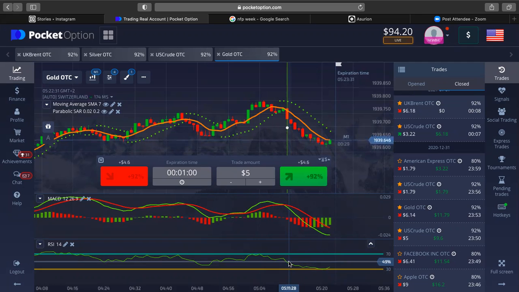So now that we see that our MACD has crossed going downwards and our green is below our red, we're looking to see that our RSI has went below the 50 and is going towards the 30 line.